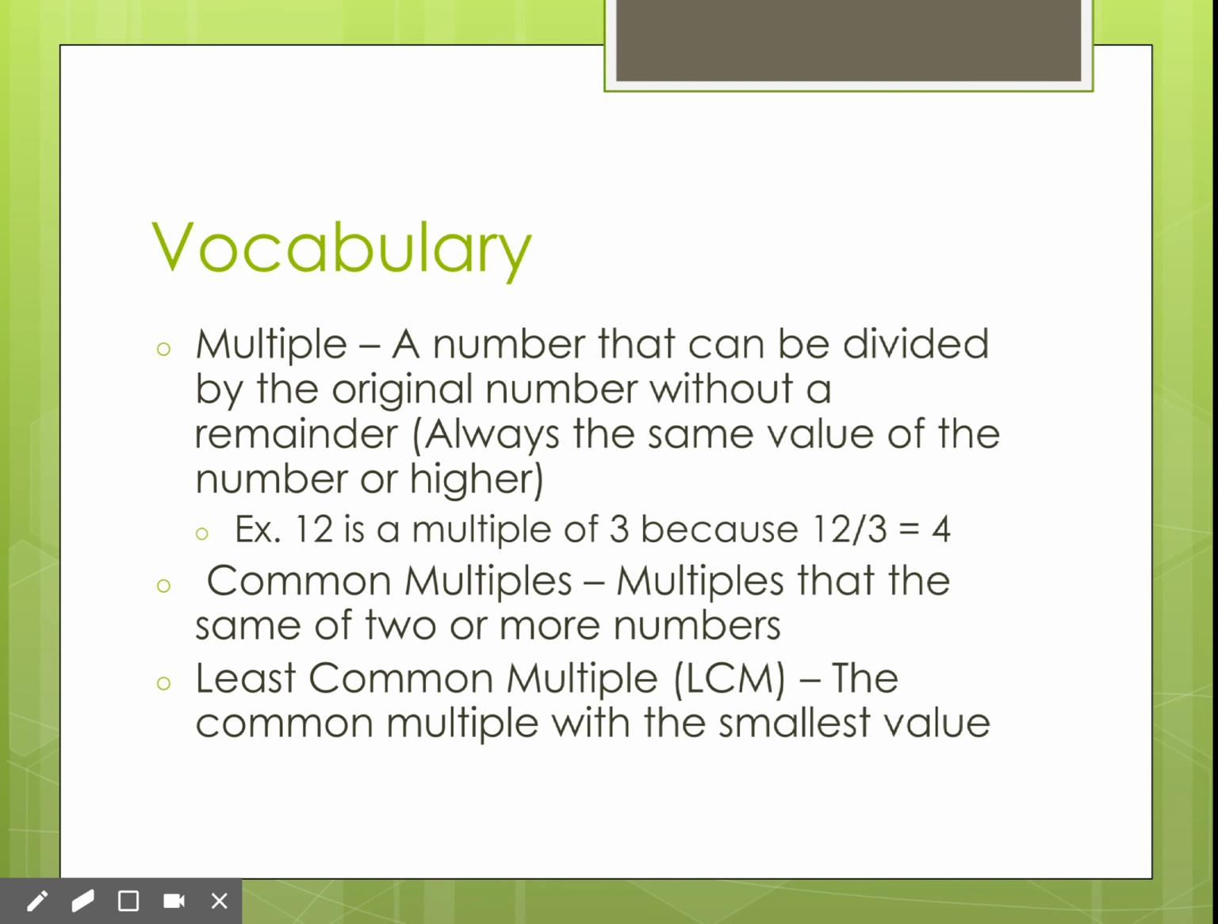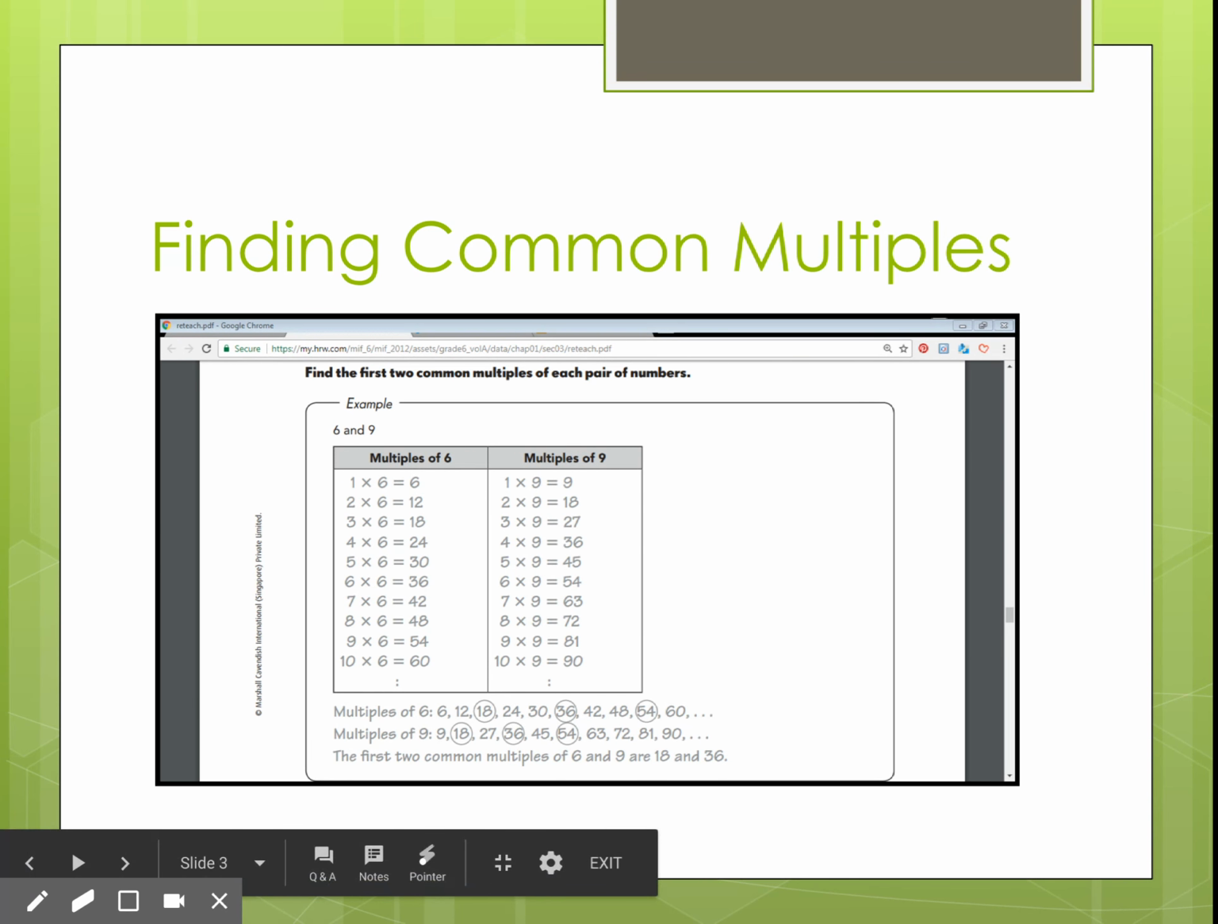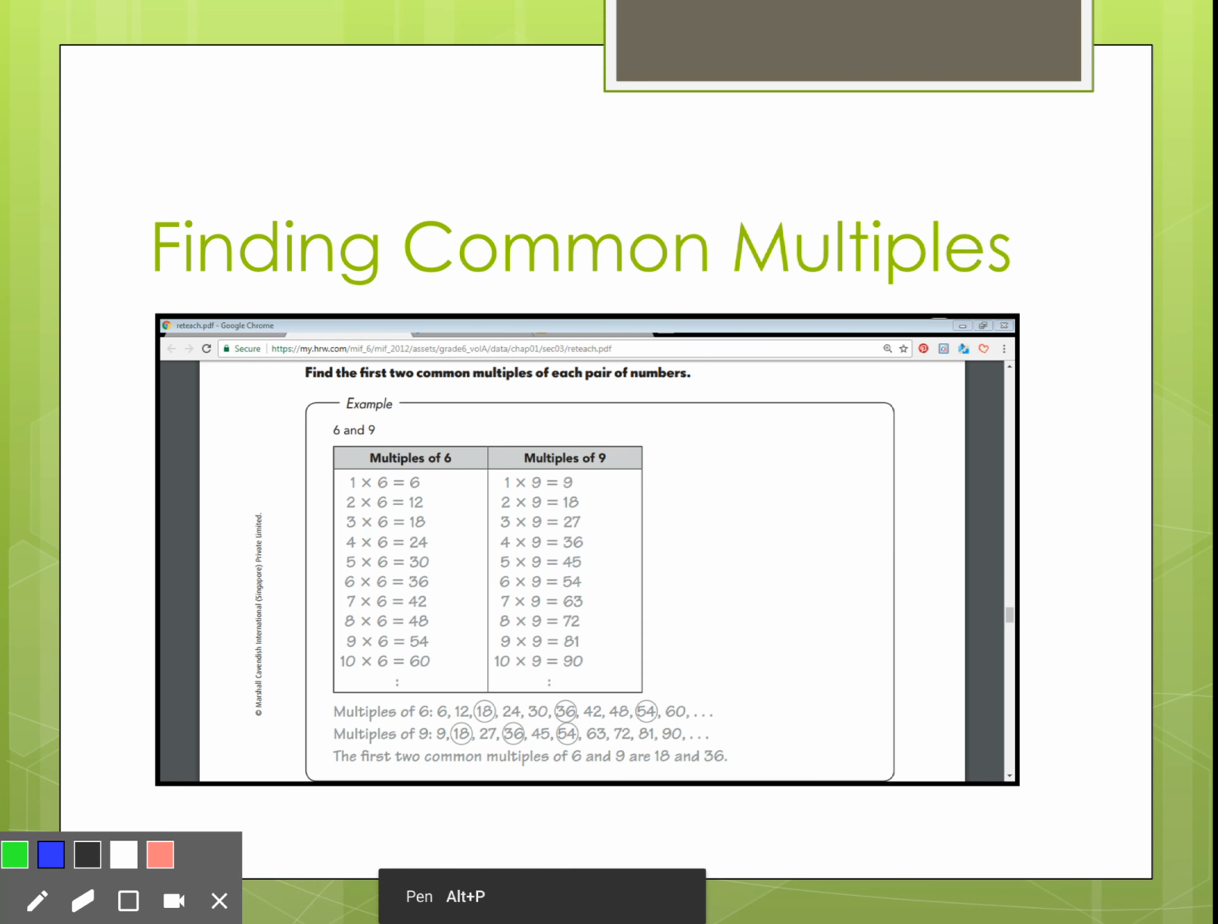Common multiples are multiples that are the same of 2 or more numbers. And then the least common multiple is the common multiple with the smallest value. So how to find common multiples? To find common multiples, you simply start listing. Usually they will tell you to find the first 2 common multiples or first 3 or first 5.